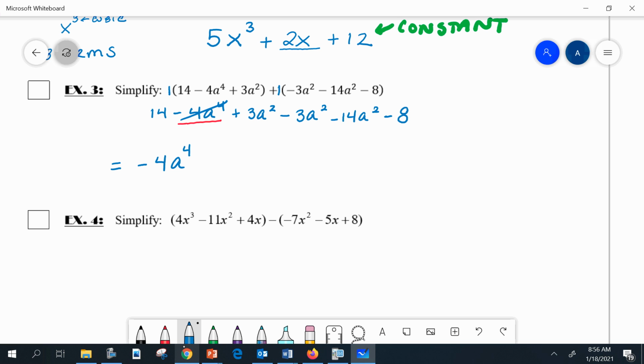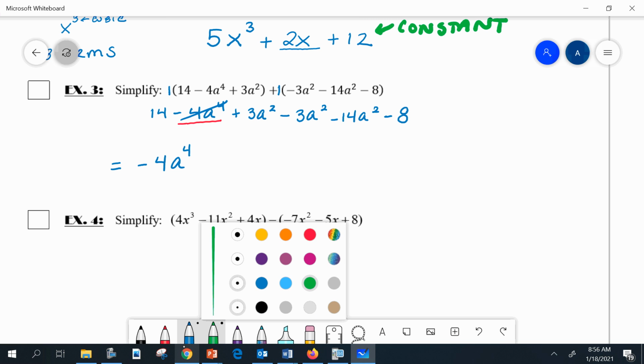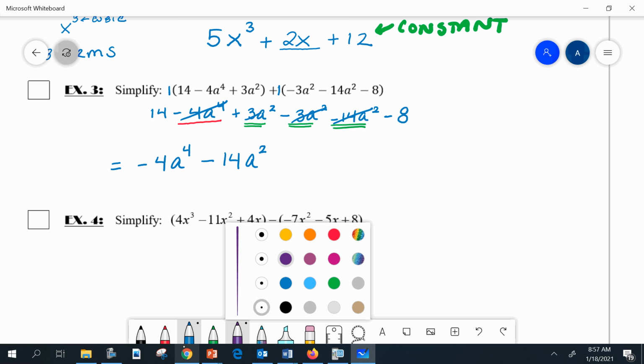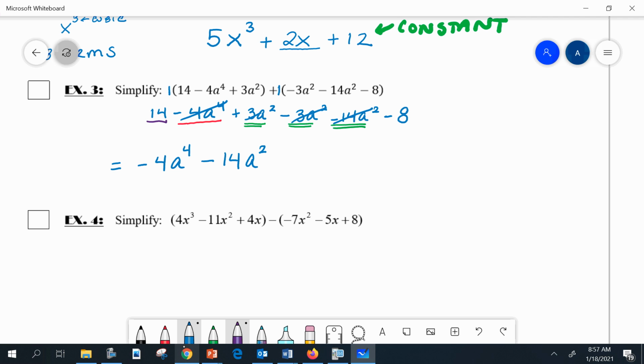So I like to cross stuff off as I go. The next thing that I'm going to notice is that my next degree is going to be a squared. Well, I have a 3a squared, a negative 3a squared, and a negative 14a squared. So the 3a squared and the negative 3a squared are going to essentially cancel out, right? And so I'm going to be left with minus 14a squared left over. So now we got all of our squared terms. Finally, we come to the constant terms, and it's a positive 14 and we have a negative 8. So positive 14 take away 8 is going to be a plus 6 at the end.